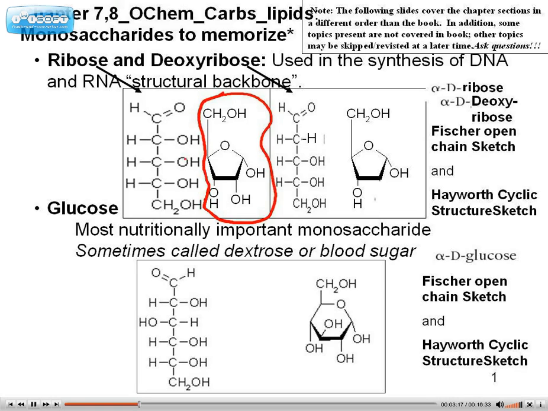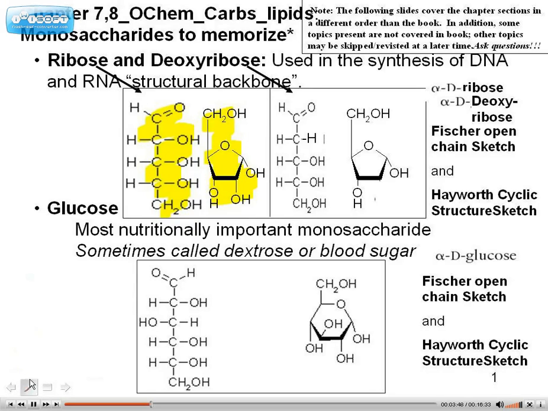So be careful, make sure to make flashcards on this and do a lot of practicing. Practice, practice, practice. You have to know these monosaccharides inside and out, both the open chain Fischer, which I'm highlighting in yellow, and the Haworth cyclic structure. You have to know both forms.